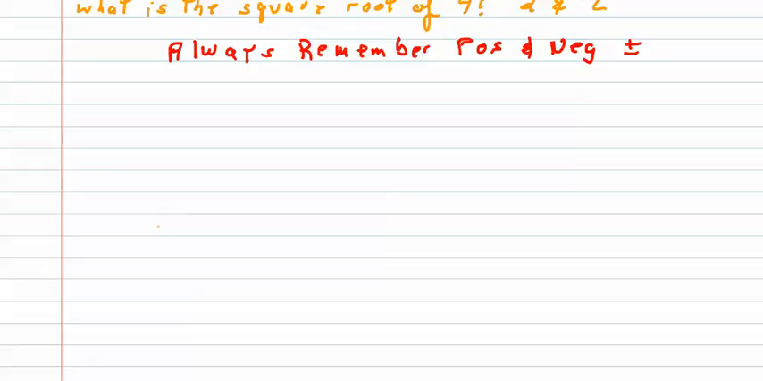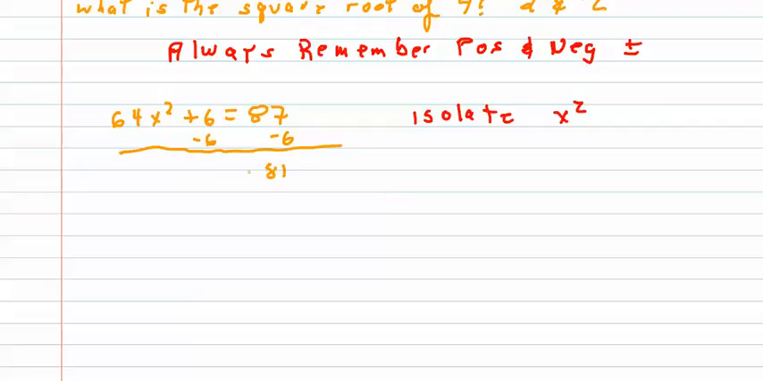All right, 64x squared plus 6 equals 87. What we want to do always here is isolate x squared. We want to get it by itself. And we've done this numerous times throughout the year. Getting absolute values isolated, getting variables isolated. And so we're going to subtract 6. We get 81 equals 64x squared.